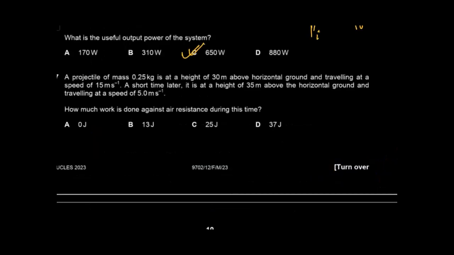A projectile of mass 0.25 kg is at a height of 30 meter above horizontal ground and traveling at a speed of 15 meter per second. A short time later, it is at a height of 35 meter above the horizontal ground and traveling at a speed of 5 meter per second. How much work is done against the air resistance during this time?